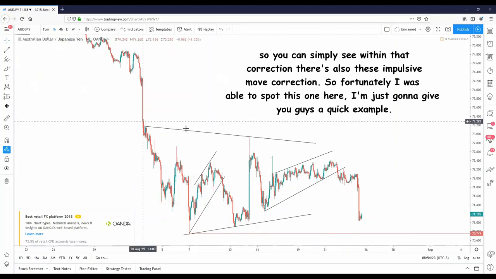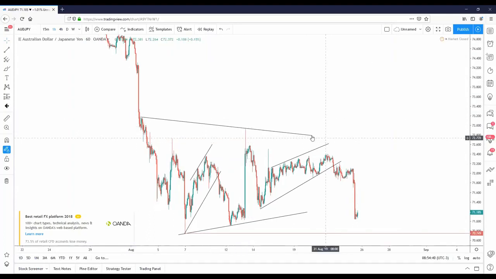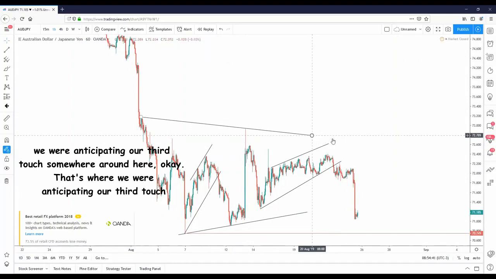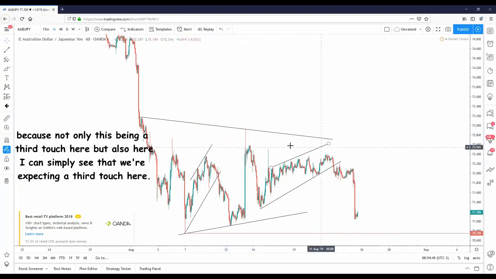I'm just going to give you guys a quick example on this one. You can simply see that we've got our first touch here, our second touch, and we're anticipating our third touch. We were anticipating our third touch somewhere around here. Not only is this a third touch here, but also here you can simply see that we're expecting a third touch.